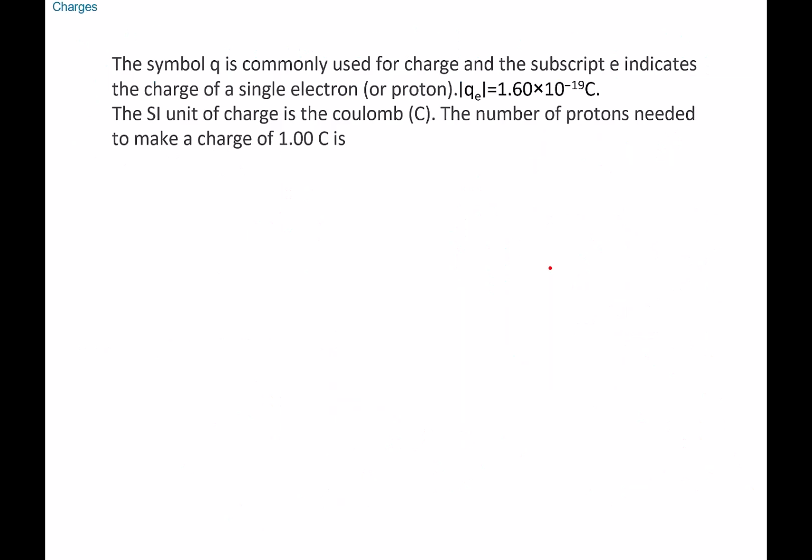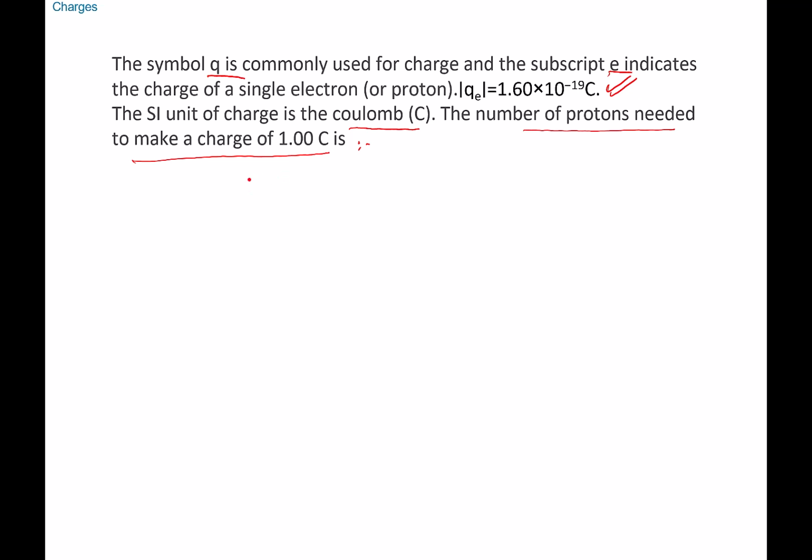The symbol Q is commonly used for charge, and the subscript E indicates the charge of a single electron. Just as we said, the magnitude of the electric charge is 1.60 × 10^-19 for both electron and proton. The SI unit of charge is the Coulomb, and the number of protons needed to make a 1 Coulomb charge can now be determined.